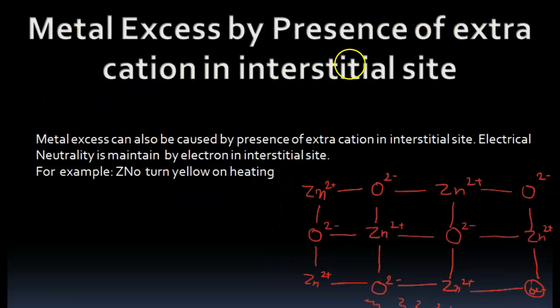Next, metal excess by presence of an extra cation in an interstitial site. Here, metal excess can also be caused by the presence of an extra cation in an interstitial site. Electrical neutrality is maintained by an electron in an interstitial site. For example, zinc oxide, ZnO, turns yellow on heating.